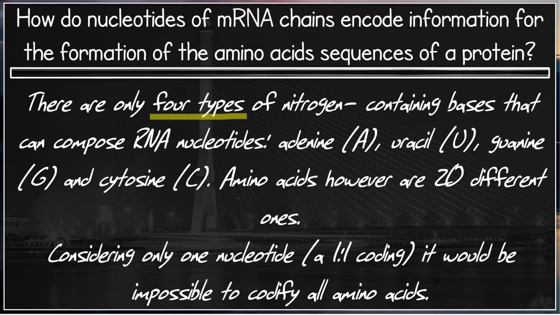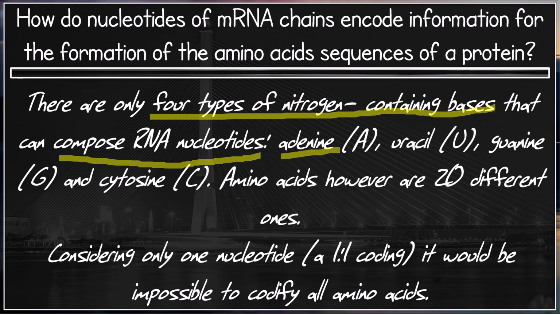There are only 4 types of nucleotide-containing bases that compose RNA nucleotides. We have adenine, uracil, guanine, and cytosine. Amino acids, however, are 20 different ones. Considering only one nucleotide at 1:1 coding, it would be impossible to codify all the amino acids.